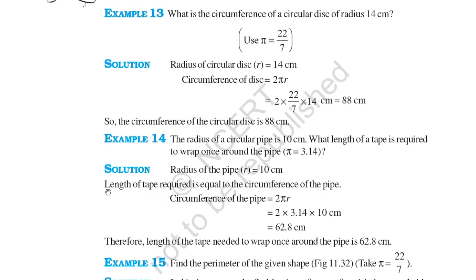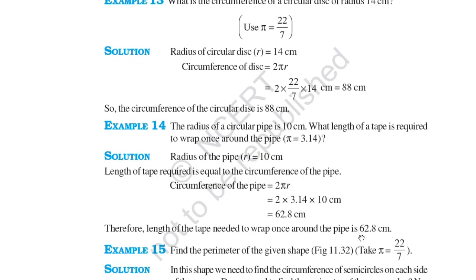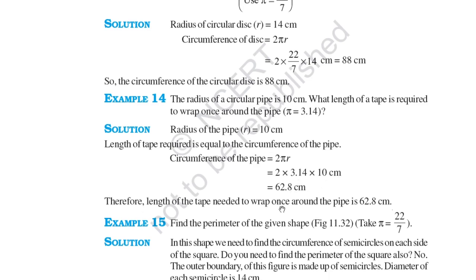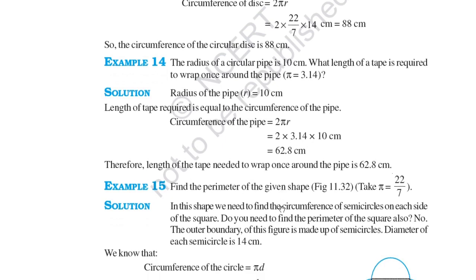Example number 14. The radius of a circular pipe is 10 centimeter. What length of tape is required to wrap once around the pipe? So the radius is given, 10 centimeter. The length of the tape required is equal to the circumference of the pipe. So the circumference of the pipe is 2 pi r. R is given, you put r. So 2 into 3.14 into 10 gives 62.8. Therefore, the length of the tape needed to wrap once around the pipe is 62.8 centimeter.